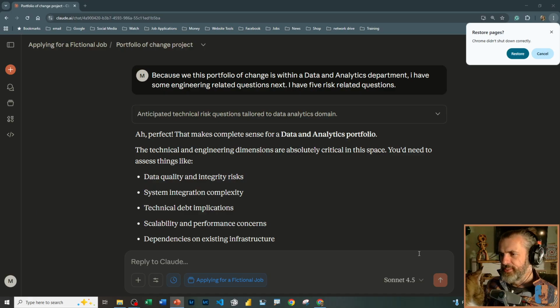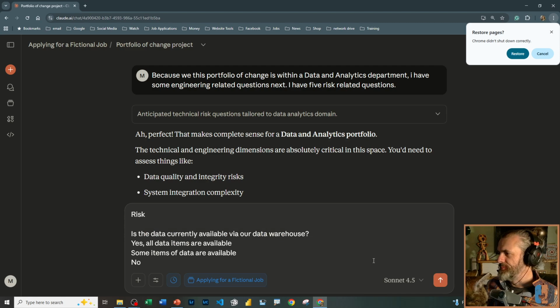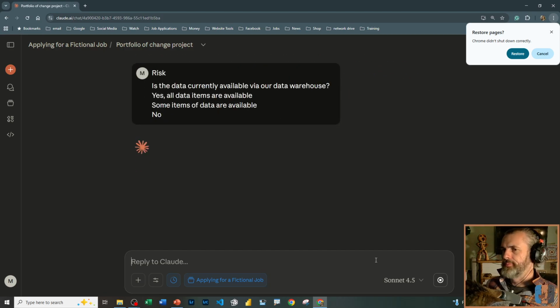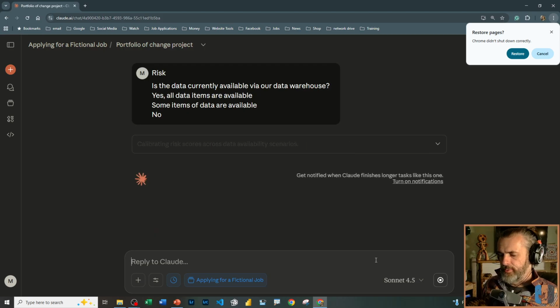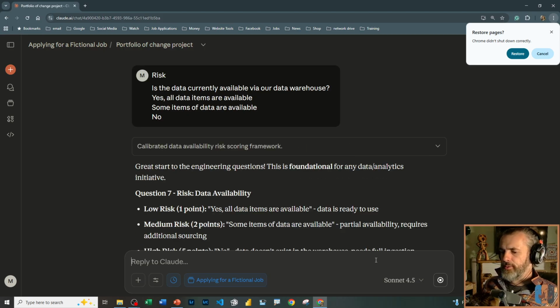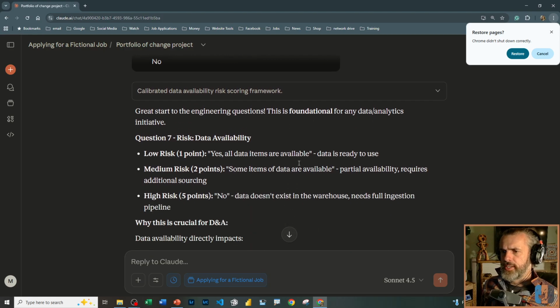Right, here's the first question. Is the data currently available in our data warehouse? Well, as I said yesterday, I'm still not quite happy with the wording of data warehouse. Great to start engineering questions. This is foundational for any data analytics initiative. Risk, data availability.